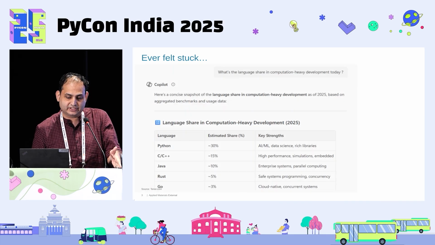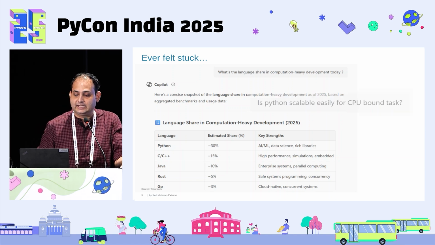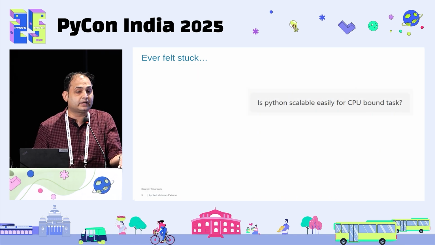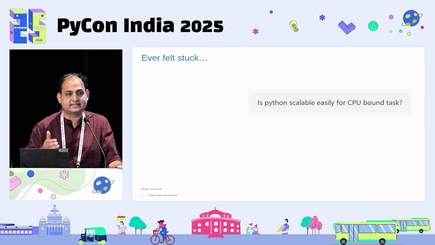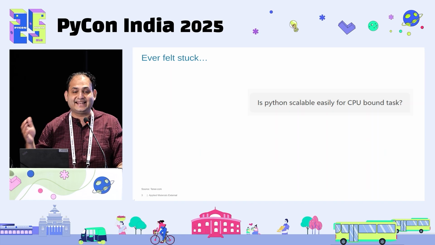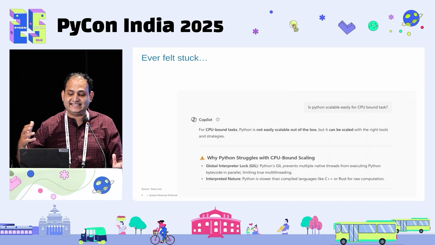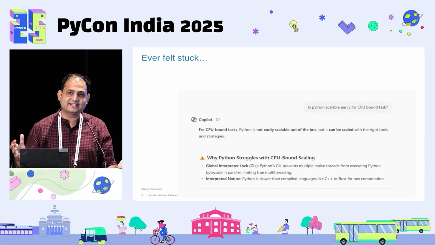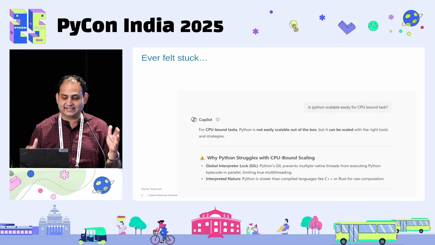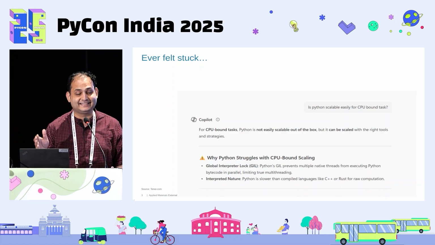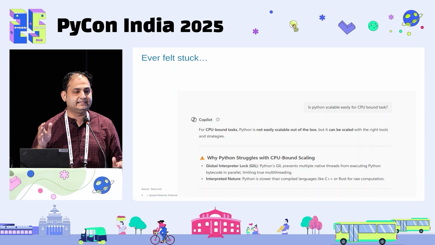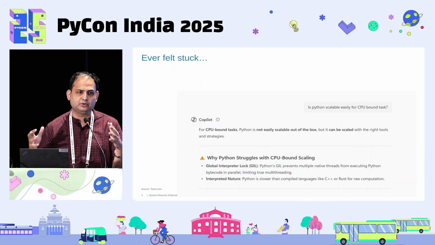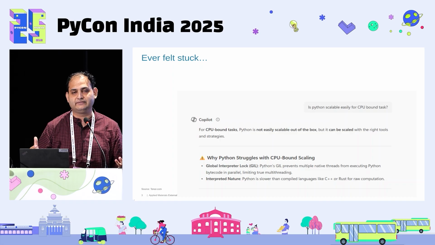But the next question I asked was, is Python easily scalable for CPU-bound tasks? Okay, it can be scaled for IO-bound tasks, but when I have a CPU-bound task like image processing, can it be scaled easily? The answer it gave me was, for CPU-bound tasks, Python is not easily scalable out of the box. So this is why I am saying we are stuck in a kind of loop. But there is a but in the answer itself. It can be scaled with the right tools and strategies. In this talk we will be talking about those tools and strategies. How can we do that?